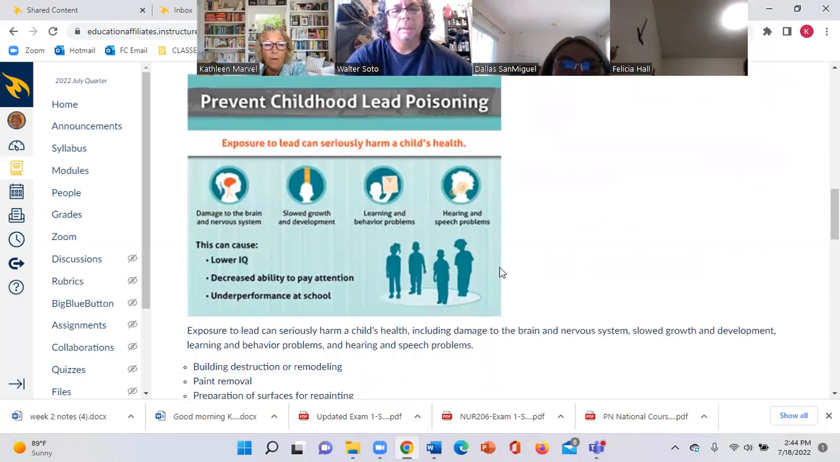And this is a nice visual of how to prevent childhood lead poisoning. We already went through the top 4 circles above. With those, if any of these are going on: damage to the brain and nervous system, slowed growth and development, learning and behavior issues, and hearing and speech problems, any combination of those 4 can additionally cause lower IQs, decreased ability to pay attention, and underperforming at school.